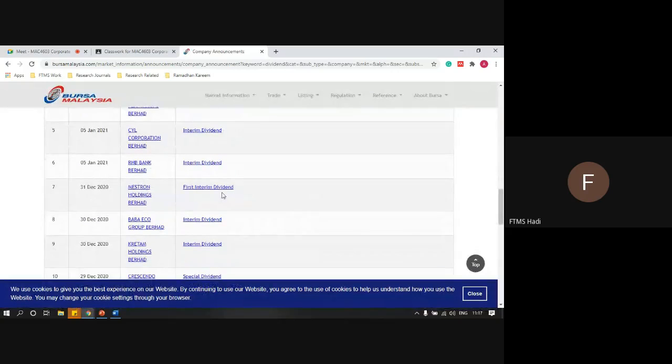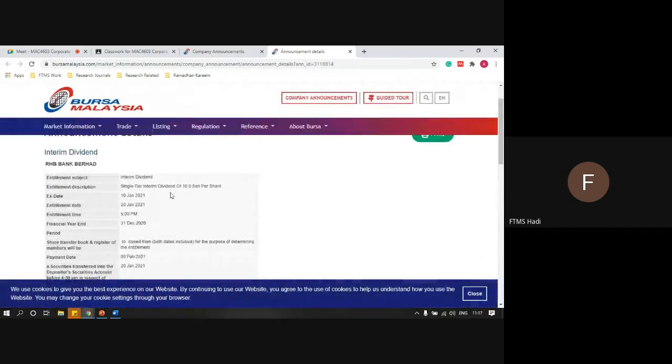Yeah, interim dividend, first thing. Okay, let's have a look at interim dividend. We look at the example. You see here a single interim dividend of 10 cents per share. Whoever invested in RHB Bank will get 10 cents per share.